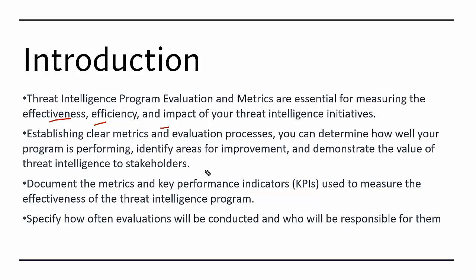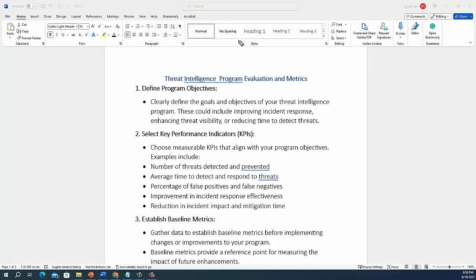We identify the areas of improvement. We document the metrics and KPIs. And the more important part is we need to specify how often evaluation will be conducted. So let me show you one example of that so you get better visibility. This is how you can create a metrics document. We can define the objectives. There's a dedicated video I have created in which I talk about how to create a KPI and KRI.